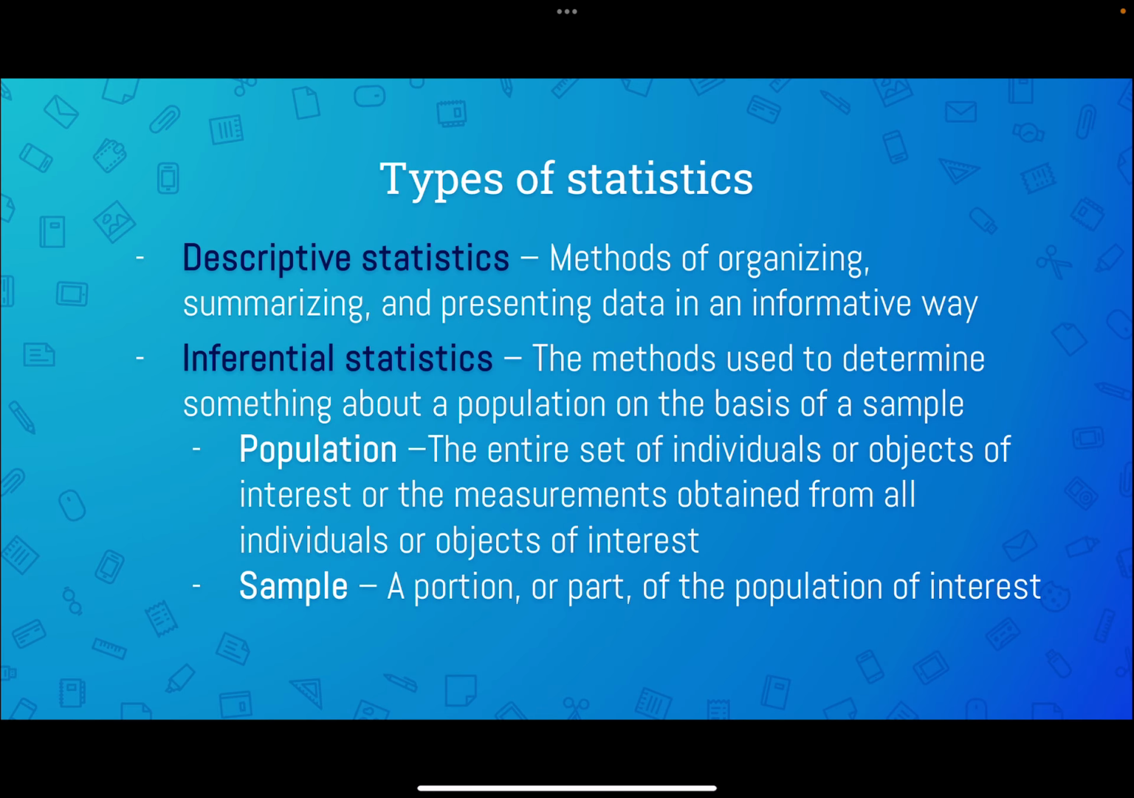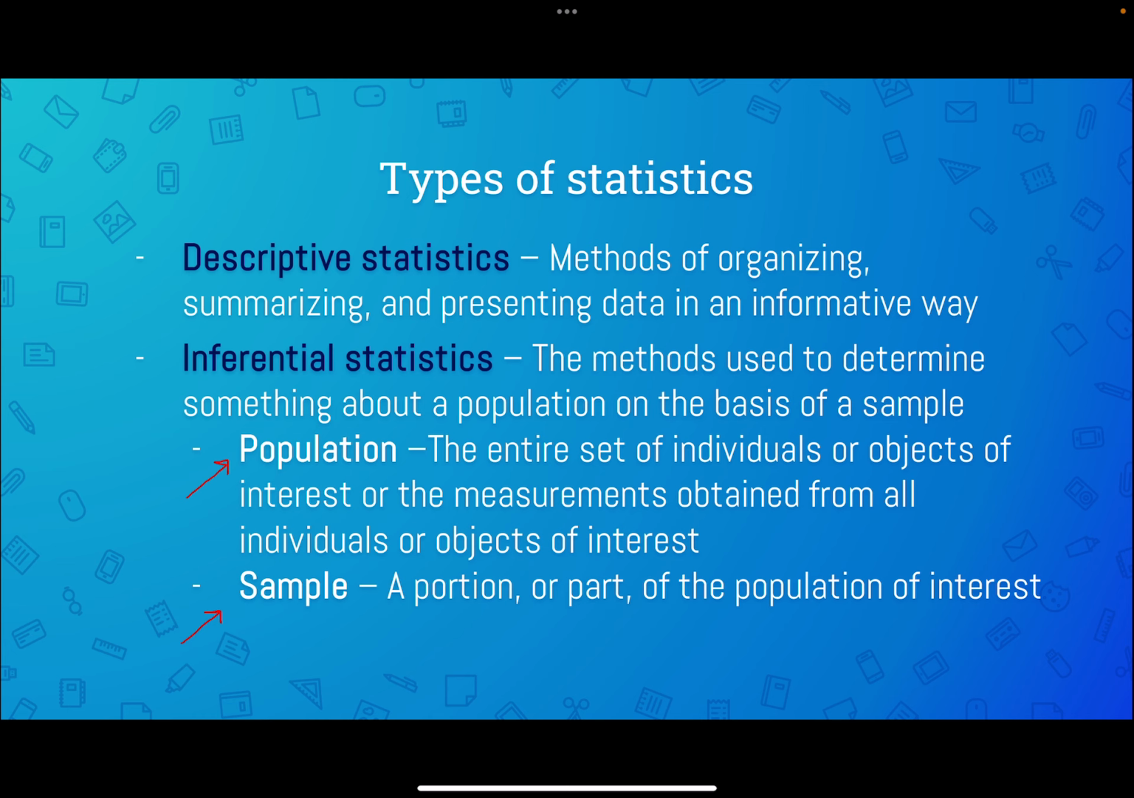There are two types of statistics. In this course, we're doing descriptive statistics, which is the methods of organizing, summarizing, and presenting data in an informative way. In other mathematical courses, you're going to be doing inferential statistics, which are the methods used to determine something about a population on the basis of a sample. These are important words, population and sample. We are doing vocabulary here.